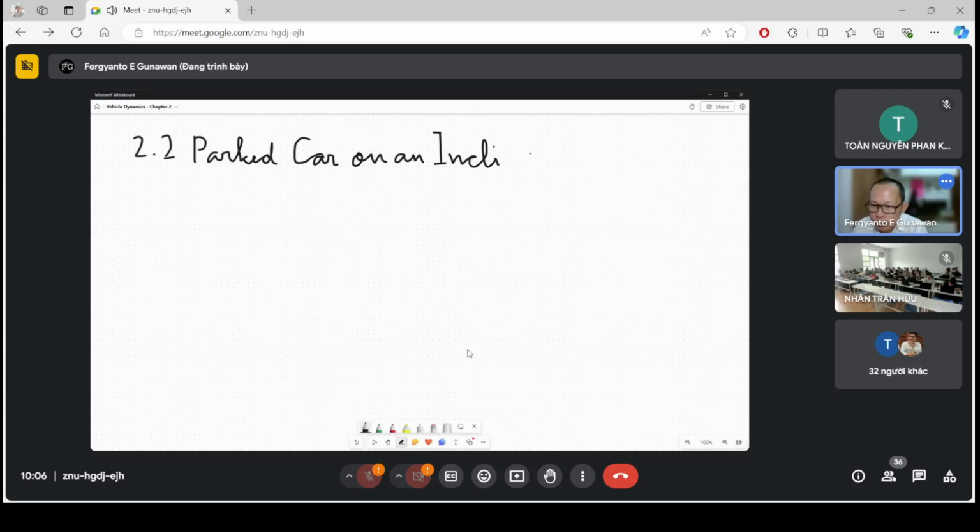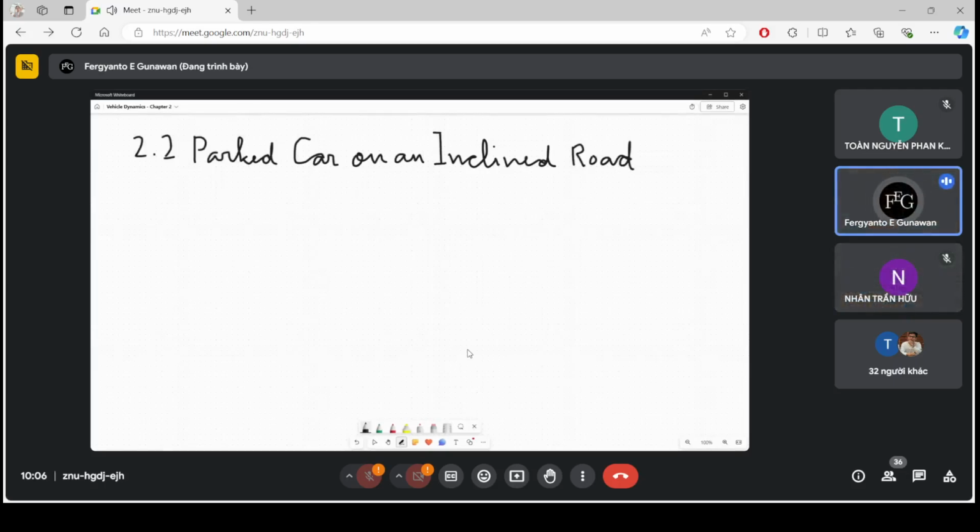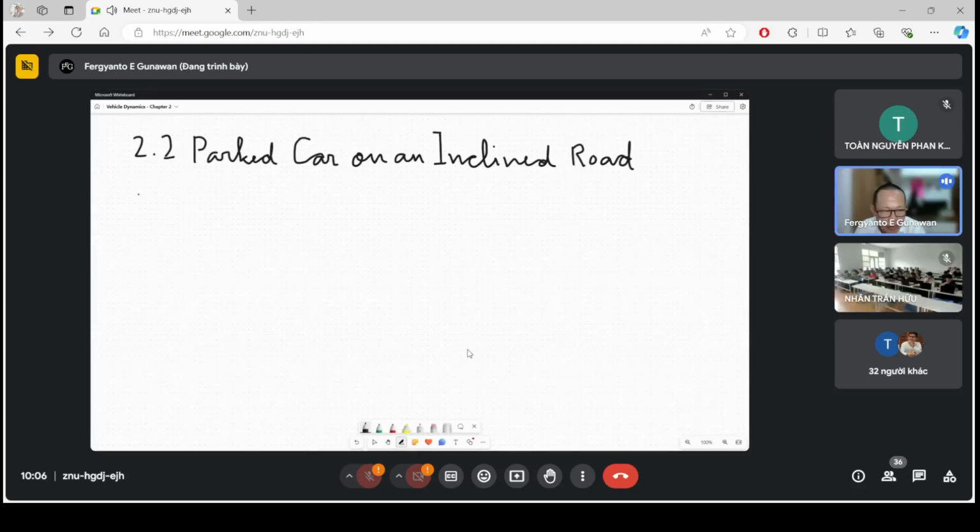Inclined road. Right? So this is the second issue that we would like to discuss today, and we are interested in many things here. First, we would like to know the formula. What is the FZ1? What is the FZ2 if the car is inclined?